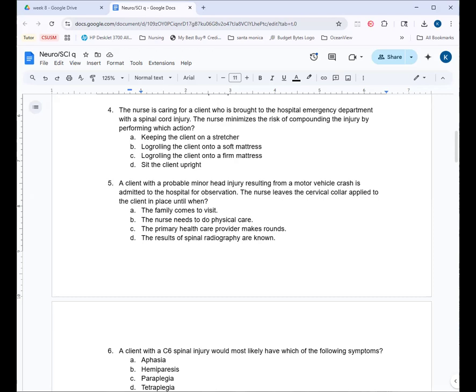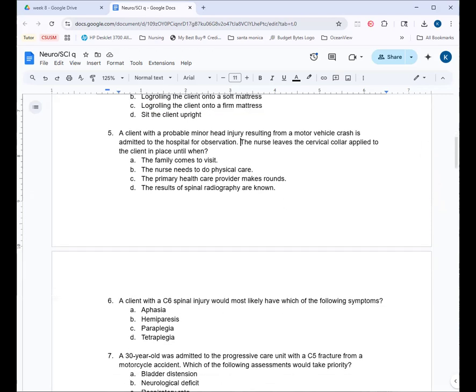Don't know why it works for my back like that, but I know it does. So for some reason, this makes sense in my head. But the idea of log rolling it onto a firm mattress is your spine won't really adjust to the curvature of a firm mattress as it would to a soft mattress. So it's the best way for stability. Sitting them upright, big bad. And then simply keeping them on the stretcher doesn't really help us for proper immobilization, unfortunately. Plus, we got to get them to a hospital bed. So the answer for that one was C. So onto the firm mattress. It was a tricky one, I promise.